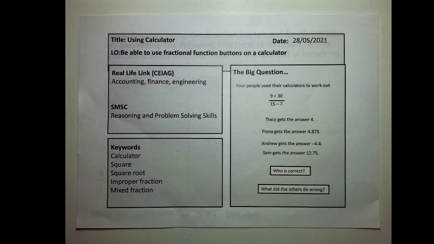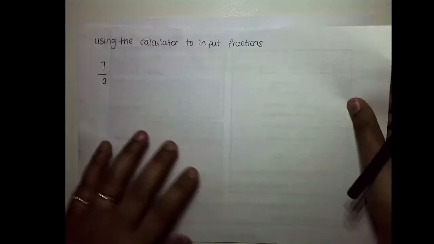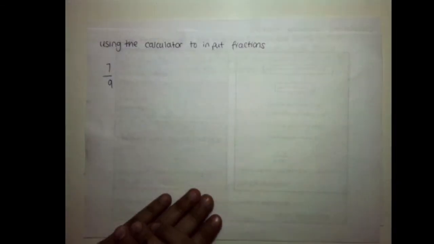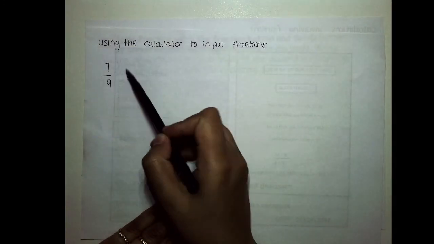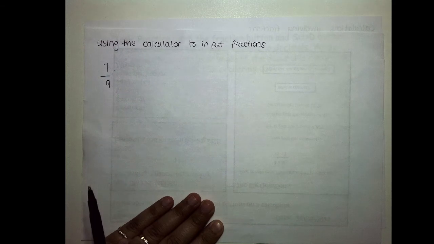Now your keywords for this lesson are calculator, square, square root, improper fraction and mixed fraction. So the first thing we're going to look at is how do we use the calculator to input a fraction. Now here is my fraction that I will be wanting to input, 7 as a numerator, 9 as a denominator.